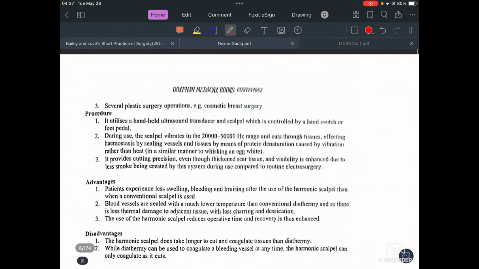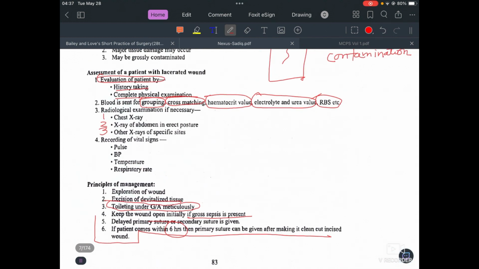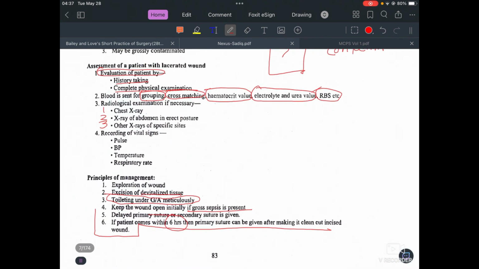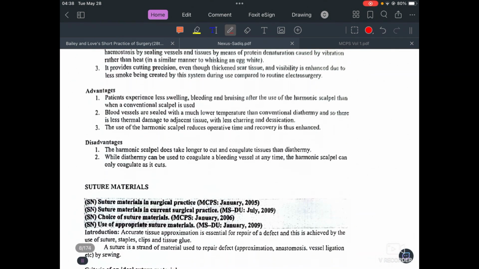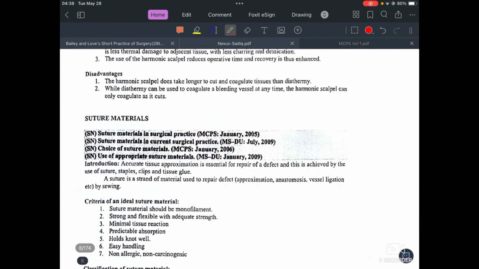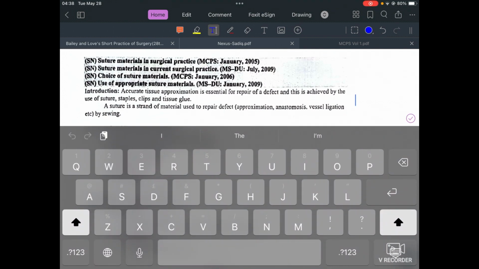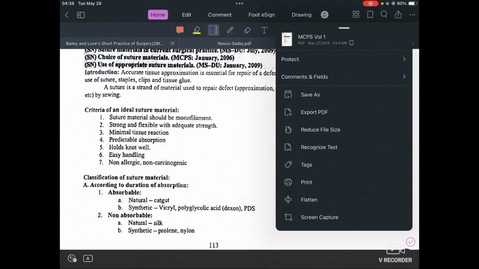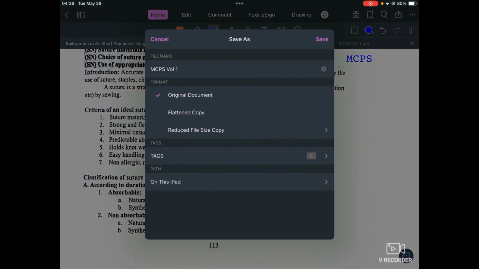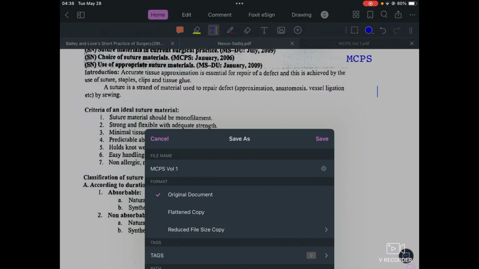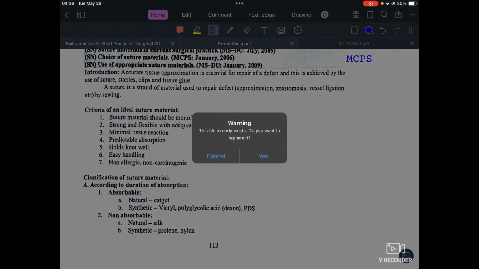Okay, the answer is finished here. Now come to another question, which is another MCPS topic, and another. Just make a save, okay, so that we can... yes.